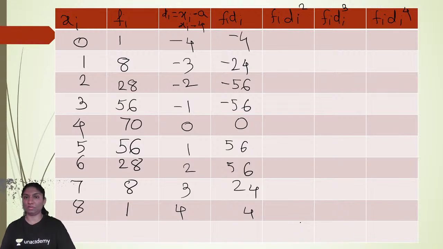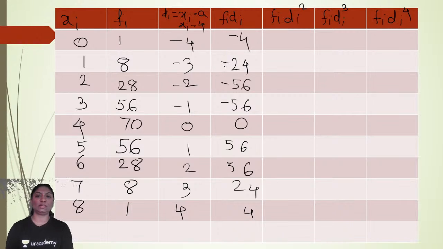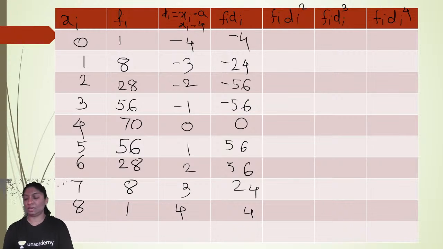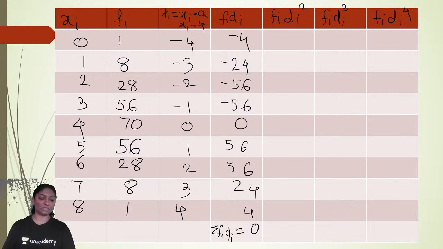Now if you observe, we can get the summation of fi into di: plus 4 minus 4, plus 24 minus 24, plus 56 minus 56 minus 56 minus 56. So easily we will get the sum of fi into di is equal to 0. So our calculation efforts are reduced now. So sum of fi into di is equal to 0. Now we can calculate fi into di square.